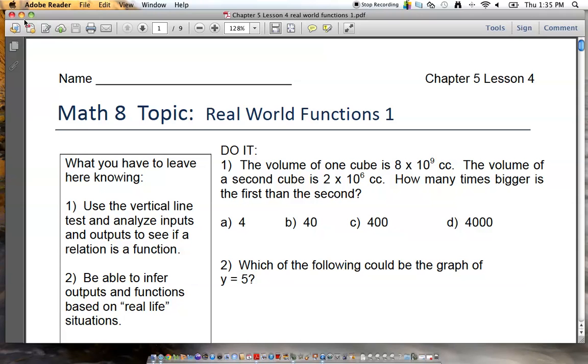I'm looking around and I see a number of papers where the do-it seems to be blank. We want to make sure, I'm looking around, I see way too many blanks on those do-its. Do-its should not be blanks.